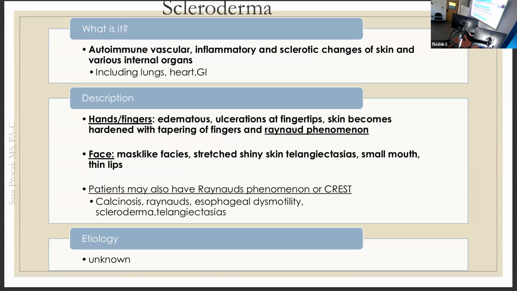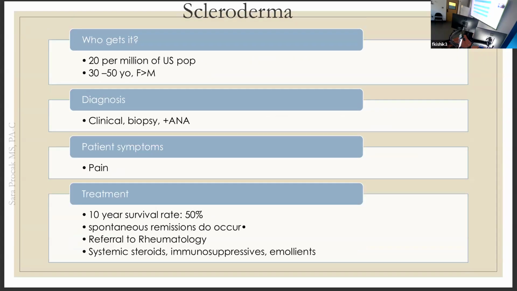The etiology behind this is also not really well understood. We think it has to do with the endothelial cells in blood vessels becoming damaged, which leads to edema, and that edema leads to sclerosis of the skin. Then the finer capillaries start to die off and other vessels dilate, and that's what makes that presentation. The telangiectasias pop up.